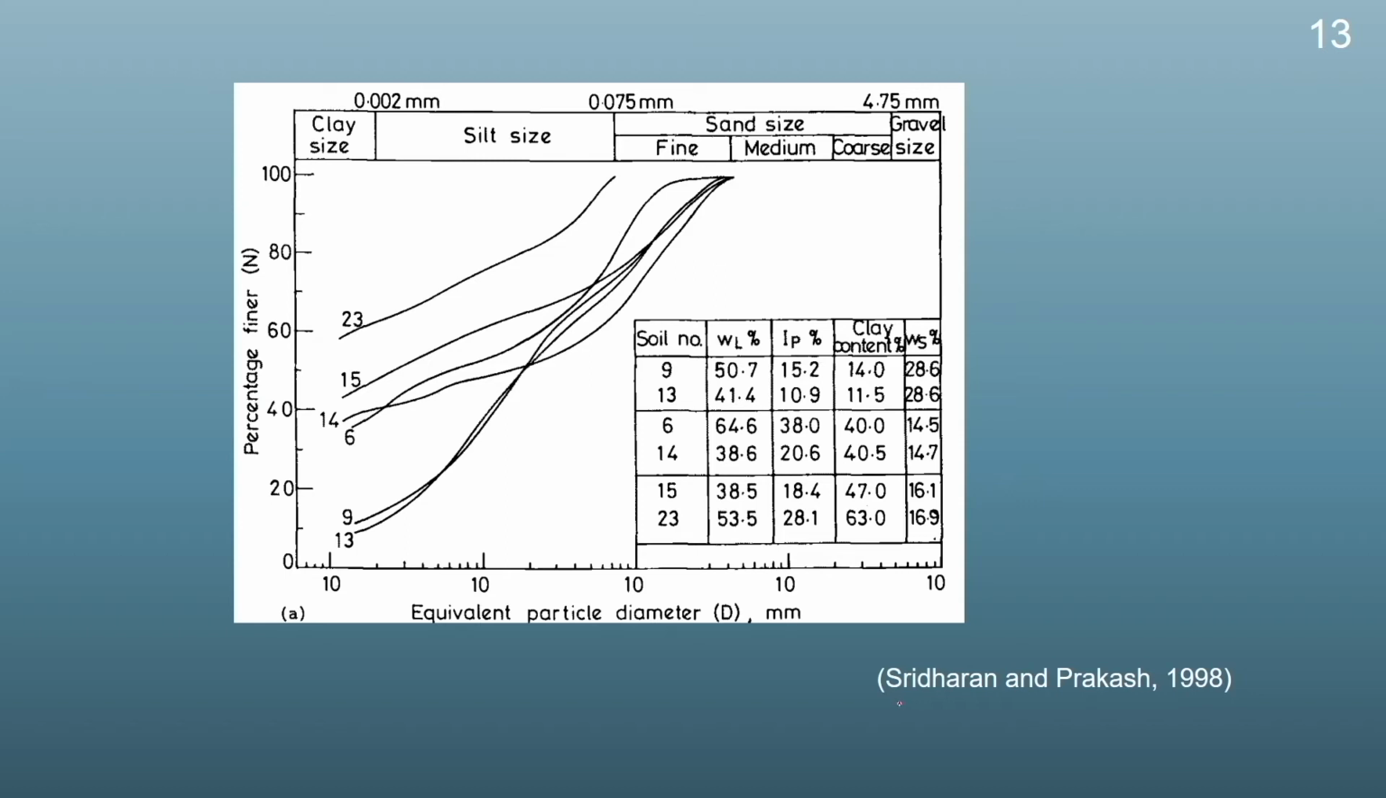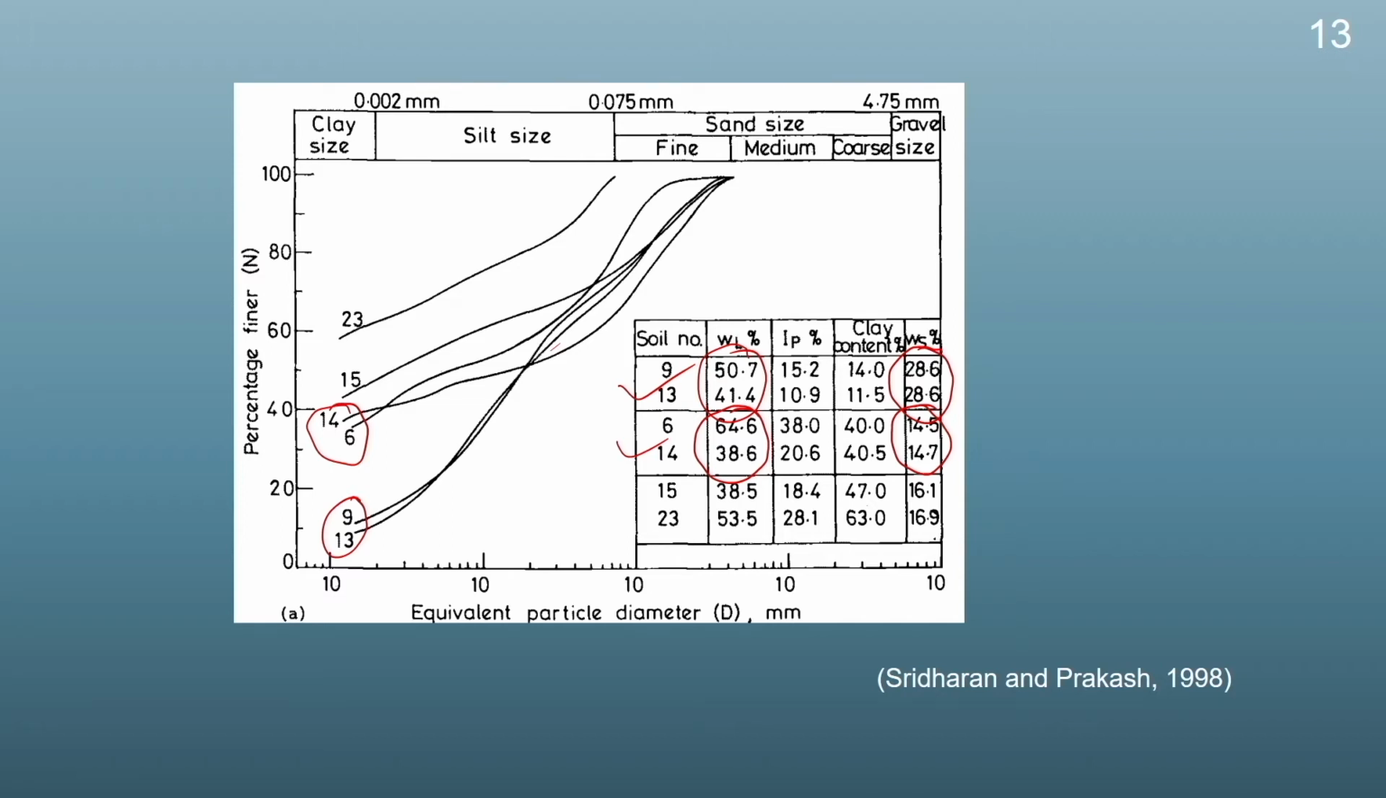So, here a research by Professor Sridharan and Prakash shows that the shrinkage limit is a function of the grain size distribution of the soil. You can see the two soils 9 and 13 as well as 14 and 16 are having almost identical grain size distribution. So, here we can see 9 by 13 and 6 and 14, but their liquid limit is differing much. However, due to this packing phenomena, their shrinkage limit is almost identical. Hence, we can conclude that the grain size distribution controls the packing phenomena of the soil, and hence it can also control the shrinkage behavior of the soil.